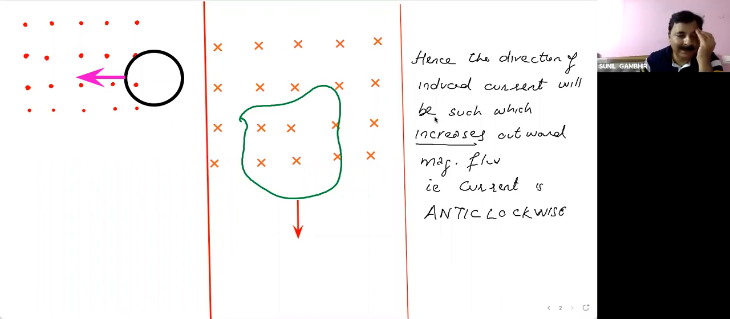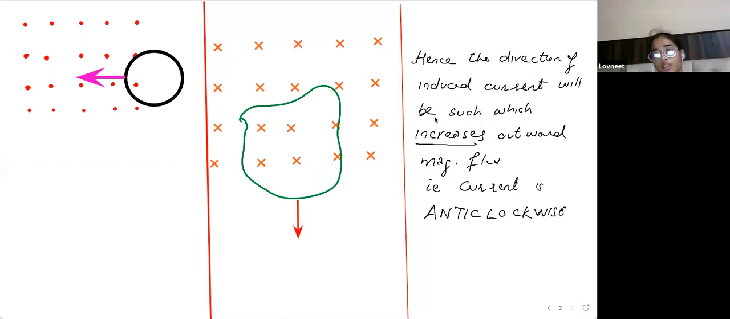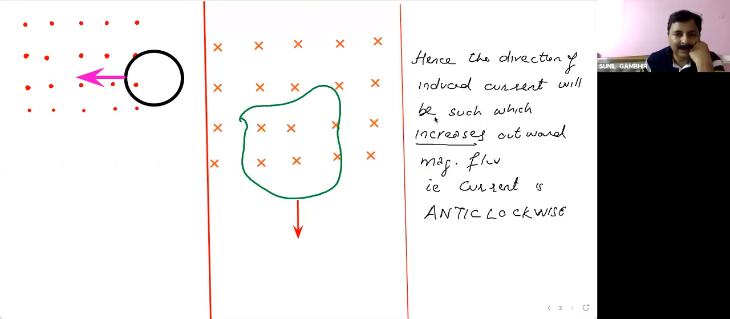Magnetic flux is increasing outward or inward? Inward. It's outward. Dots, right? What does a dot mean? Outward. Cross is inward.